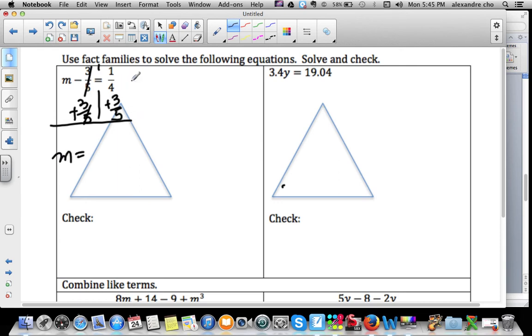And 1/4 plus 3/5, you can't add them as it is, so you've got to find the LCM, and that's 20. That's 20 times 5, and then times 4 here, which is 12, and you get 17/20.